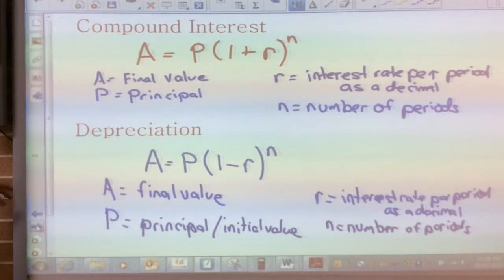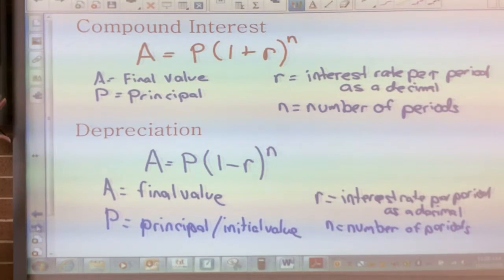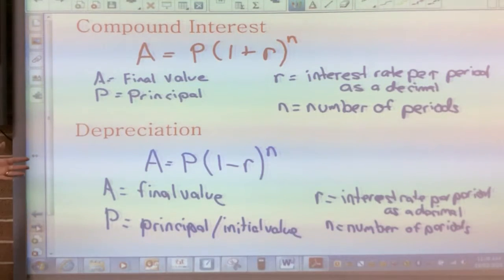Alright, has everyone got that down? Yes. So this is not new, you did this yesterday, we're just making a pretty rule for it. Okay?